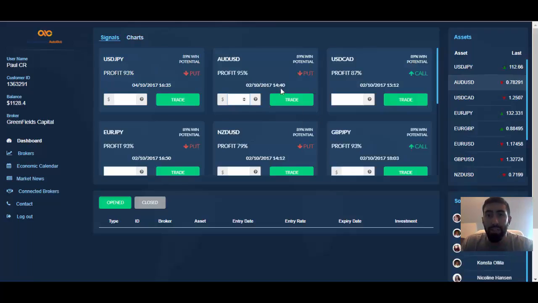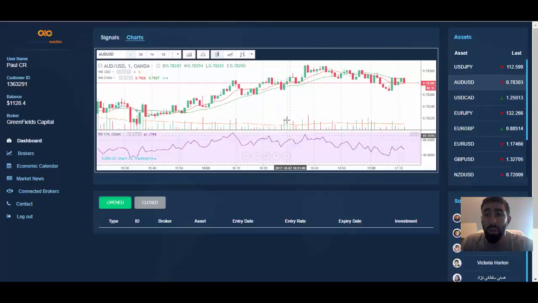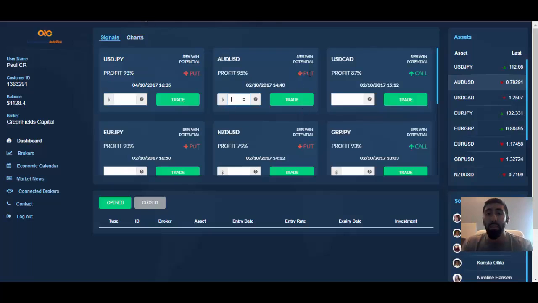Now, going back to the signals here, as you can see, Maximus Edge Autobot is telling us to place a put trade. Looking at the charts, you can see from the RSI and the candlesticks that the price is going up. But looking at the RSI indicator, it has reached a high point, but now it's starting to slightly go down. So the price is steadily dropping from where it was a few hours ago. That is why Maximus Edge is telling us to place a put trade.